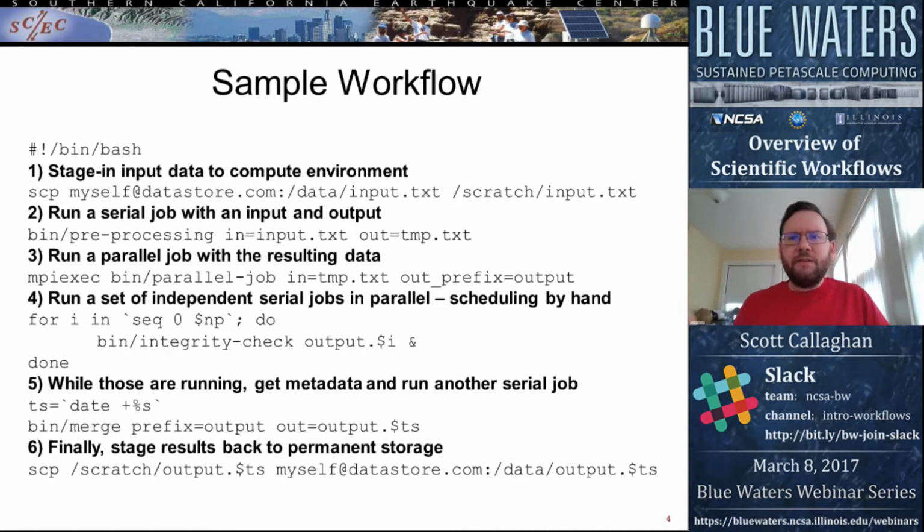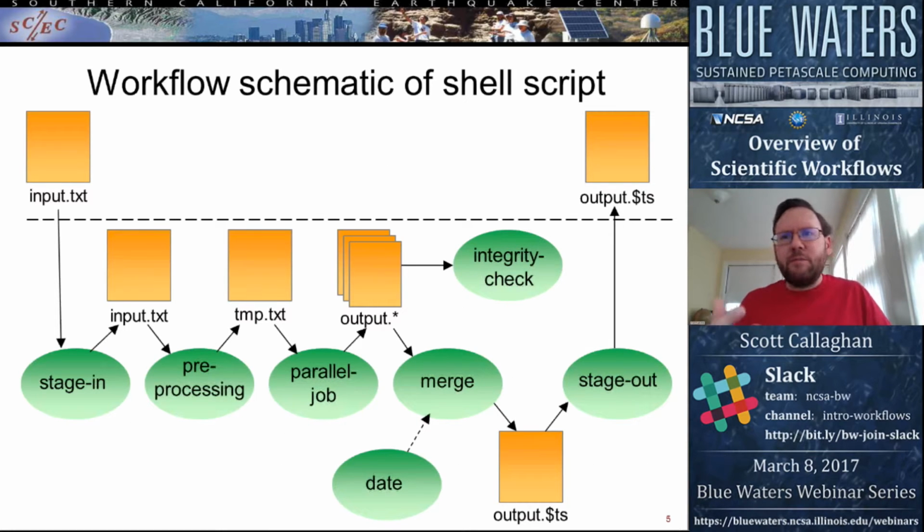So I argue that essentially a shell script that looks like this is really just a workflow. We could think of it as a flowchart, if that helps, and maybe that makes it clear that it's a workflow. We have an input file, we staged it in, we copied it into the compute environment, we ran our pre-processing and reformatted it, we did our big parallel job and generated a bunch of output files. Then we ran integrity check on each of those output files, but we also ran date and merged those output files into a single file with a timestamp on it. Finally, we staged those files back out to long-term storage.